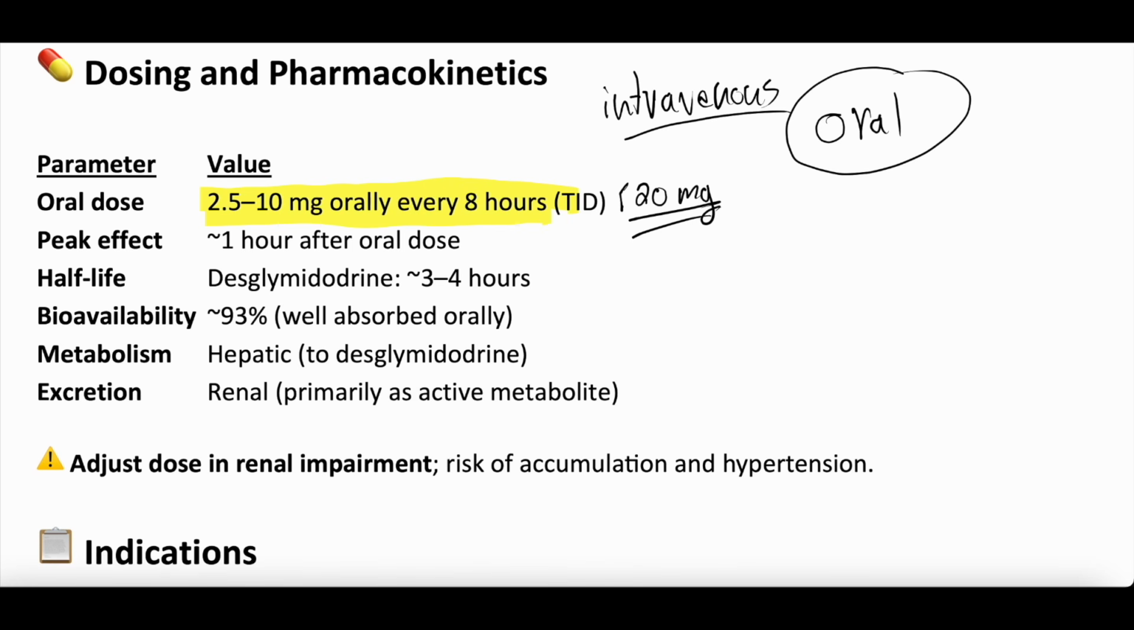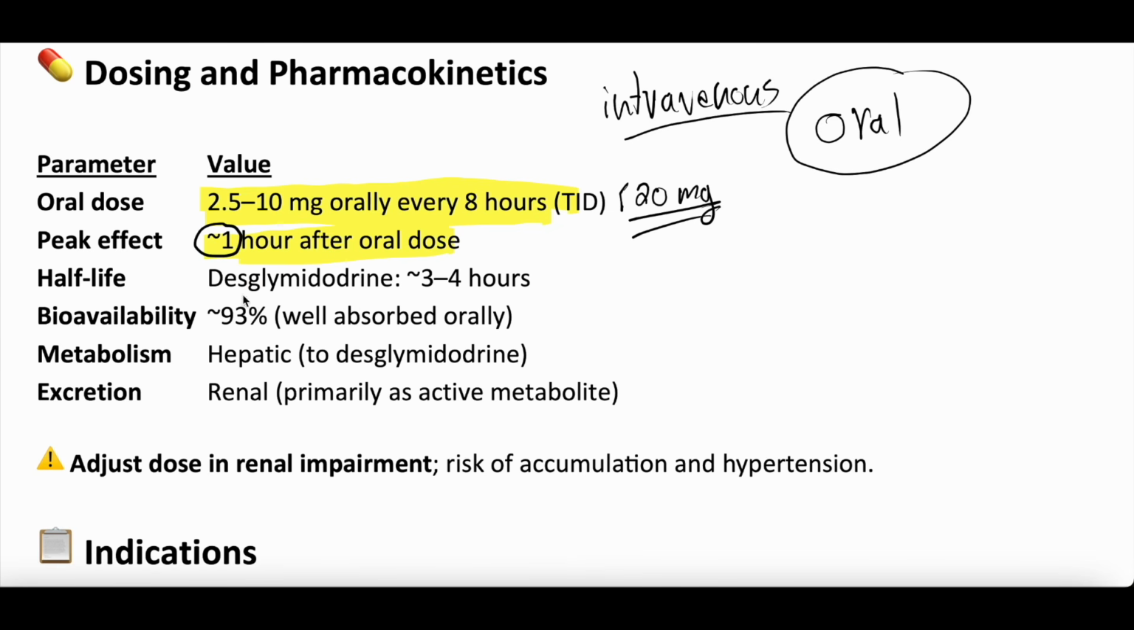3 times a day. The peak effect occurs within 1 hour after the oral dose. So do remember that this isn't immediate. It's oral, so you've got to swallow the pill, digest it, absorb it, and the midodrine itself is not active, right? It's a prodrug. So you also need to wait for the midodrine to be converted in the liver into its active metabolite before you see any effect. So you really need to wait 1 hour before you see an effect.